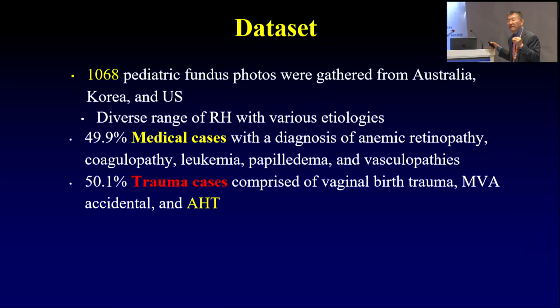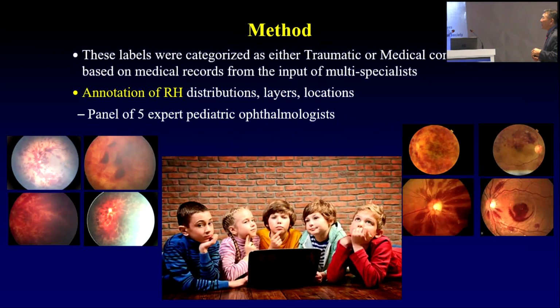And these are confirmed cases of trauma. So if it was an abusive head trauma, it was court confirmed, or multi-specialist confirmed that it was a result of abuse. So these are not equivocal cases, these are confirmed cases. And then they were labeled, and we had 5 experts around the world look at these images, and we annotated them. What does that mean?